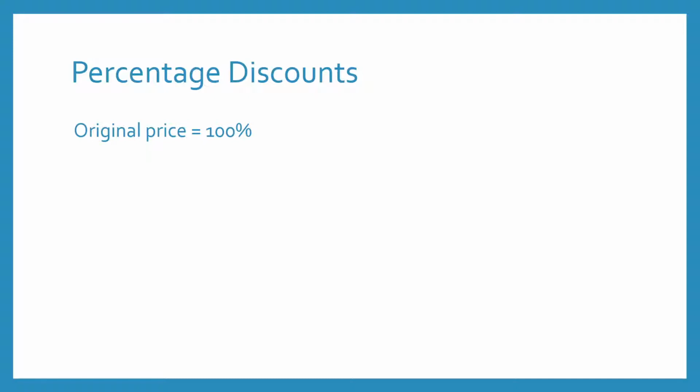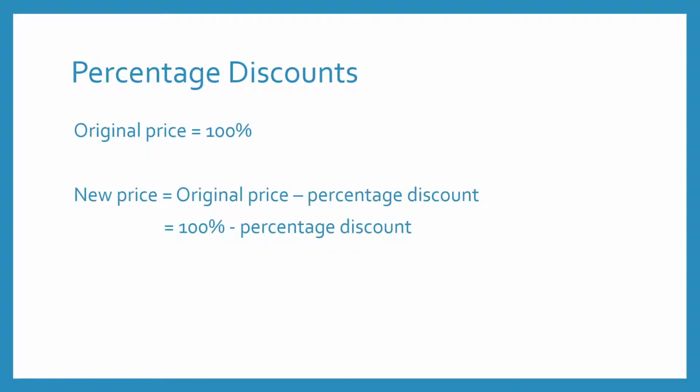So we have the original price, which is 100%. The new price is going to be our original price minus the percentage discount. So let's say it was taken down by 20%, would be the original price minus 20%, which we could then write as 100% minus our 20%, which would then go down to 80%.